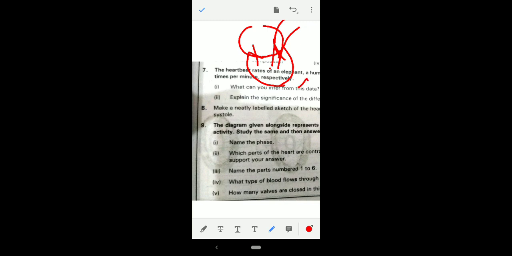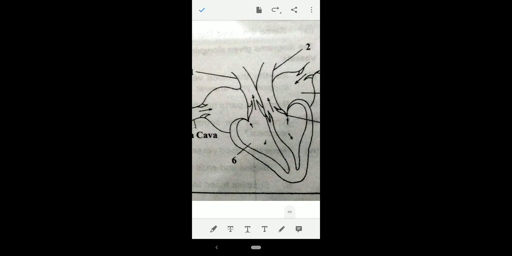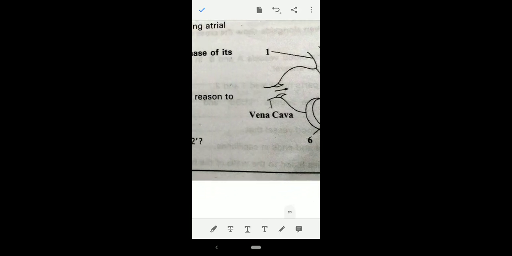The diagram given alongside is of the heart chambers, and the question is to name the phase. Now you can't guess this answer on the basis of arrows, you have to guess it on the basis of valves. These valves are open. This is a semilunar valve, this is the pulmonary semilunar valve. This valve is open, that is the aortic semilunar valve. And when semilunar valves are open, that time we have ventricular systole. So the condition is of ventricular systole.